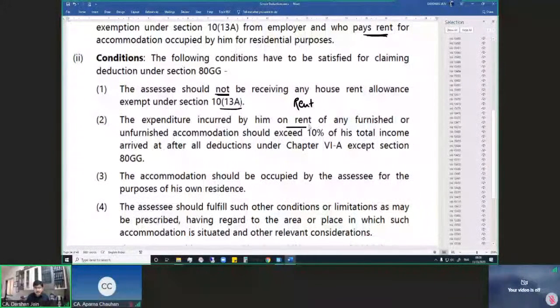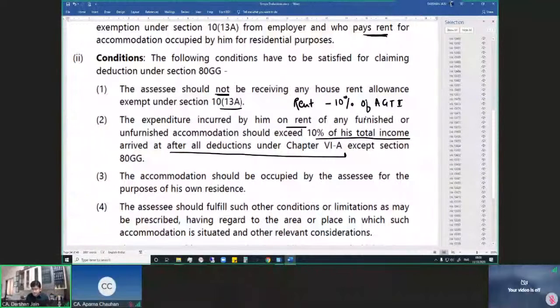Not only that, the rent should exceed 10% of his total income arrived at after all deductions under Chapter 6A. So it says that you have got to pay rent in excess of 10% of the adjusted gross total income. Similar to the concept that we saw under section 80G, wherein what we dealt with was gross total income after reducing all the other deductions under Chapter 6A. Here also we have got 10% of gross total income after deduction of all other sections of Chapter 6A.